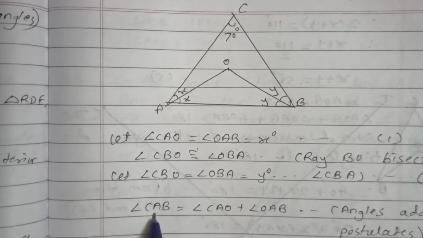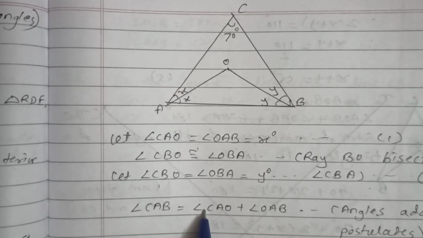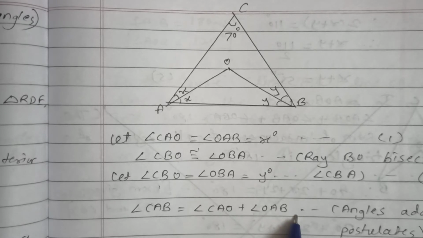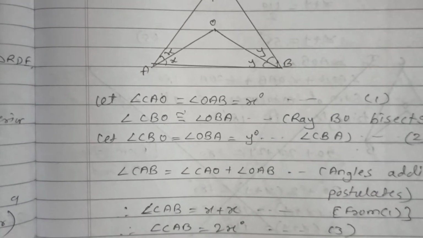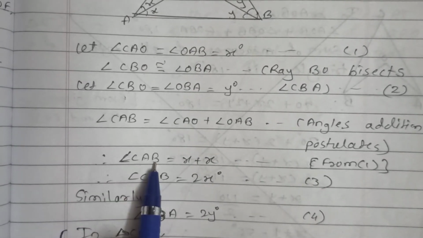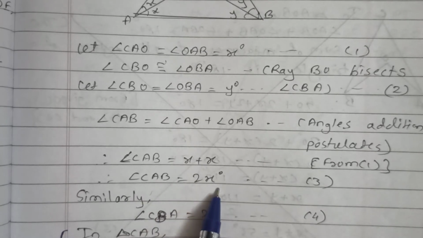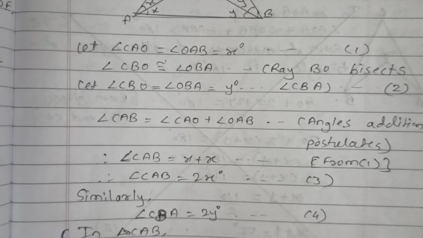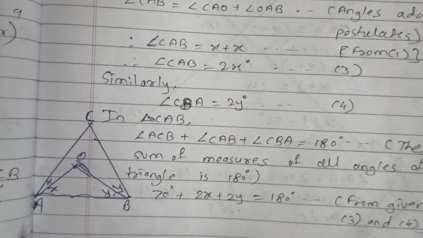Now next, angle CAB is equal to angle CAO plus angle OAB, by the angle addition postulate. Therefore, angle CAB is equal to x plus x, that is, angle CAB is equal to 2x degrees. Similarly, angle CBA is equal to 2y degrees. Now we can see in the triangle CAB.